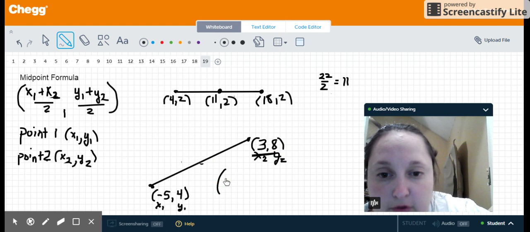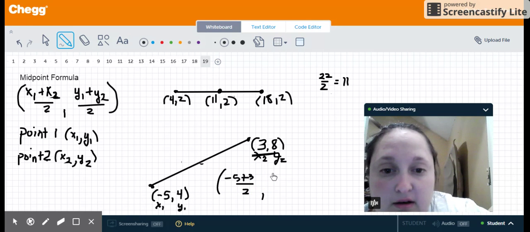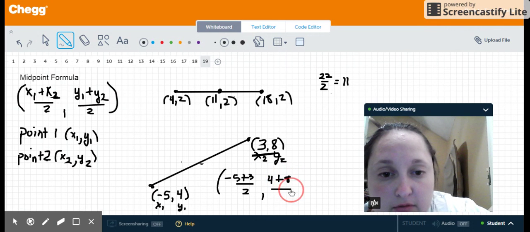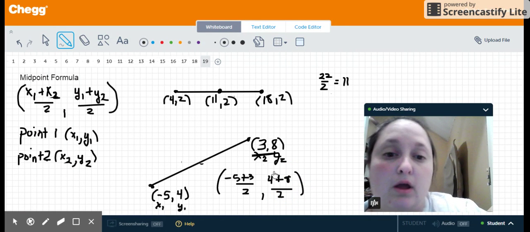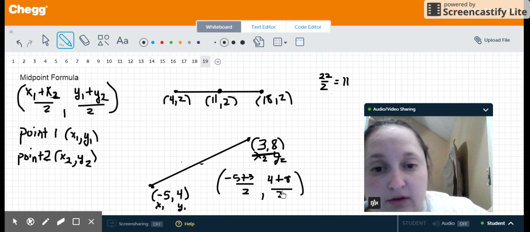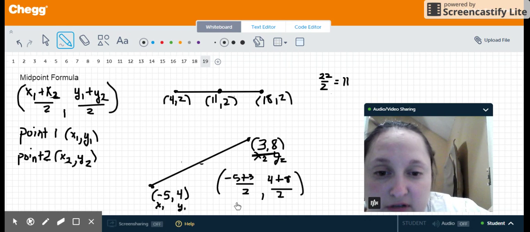Okay, so our midpoint formula, the x is -5 plus 3 over 2, the average of the x's, and then the average of the y's, 4 plus 8. And there are 2 of them, so I'm going to divide by 2. Okay, like I said, it is an average, x1 plus x2 divided by 2, and y1 plus y2 divided by 2. -5 plus 3 is -2.